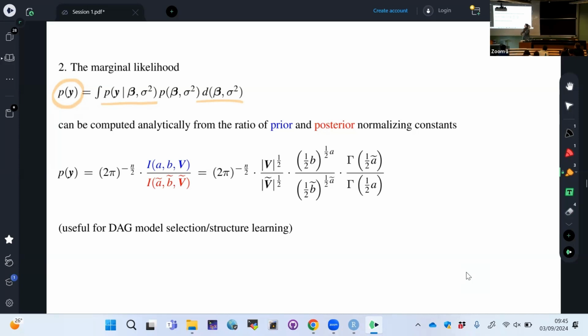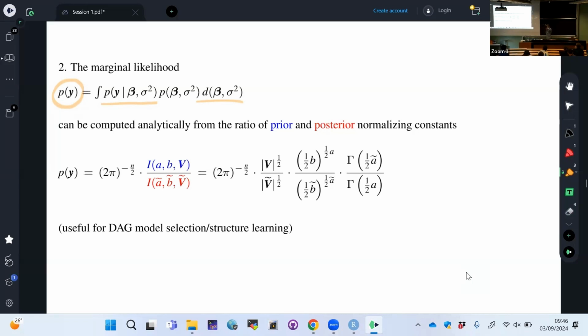So again, what I called I(A, B, V), which is the prior normalizing constant from the prior normal inverse gamma, divided by the posterior normalizing constant, the red term, I(Ã, B̃, Ṽ). Okay, and then if you write explicitly those normalizing constants, you will obtain something like what I reported here, okay? That you can see is very symmetric because you have all the same terms, but once with V, the other time with Ṽ, once with A, the other time with Ã, since you have both the prior and posterior normalizing constant.